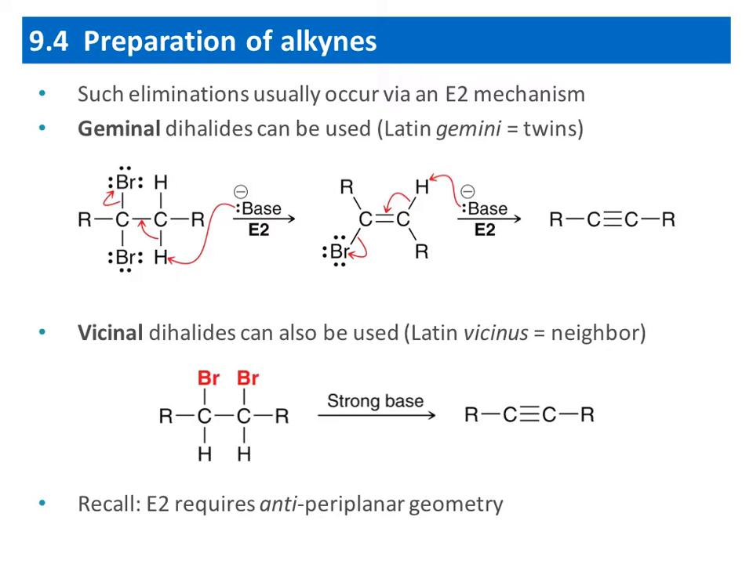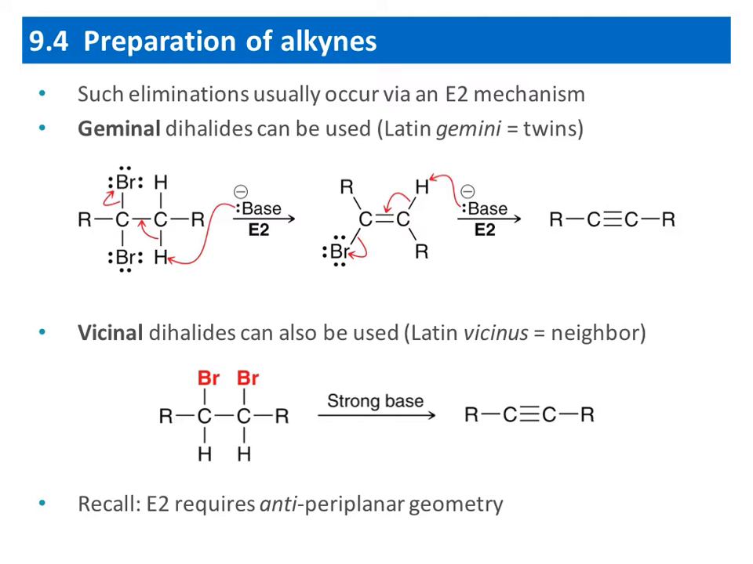Now we can start the preparation of an alkyne with 2 types of dihalides. We can have a geminal dihalide, meaning that both halides, both leaving groups, are on the same carbon, or we can have vicinal dihalides, meaning that both leaving groups or halides are on neighboring carbons. With both of them, we are going to get the same product.